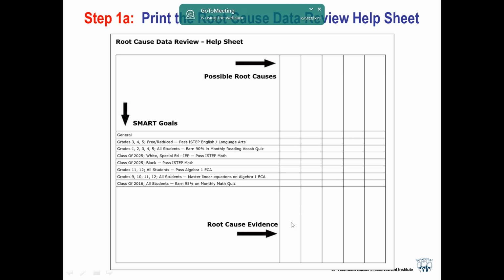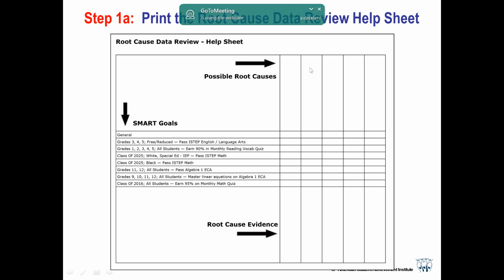And if it's not data that we've provided for you, what other data are you able to look at, or what are you able to observe that has told you that this might be a root cause? Then after you put it in there, you'll check off which of your SMART goals that root cause impacts. So if it were attendance, you would check off general, because that's going to impact all of your goals.